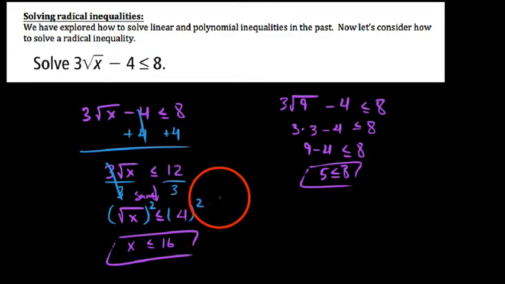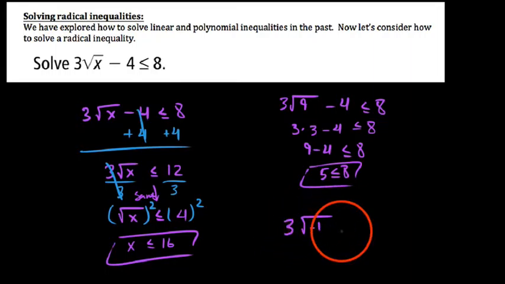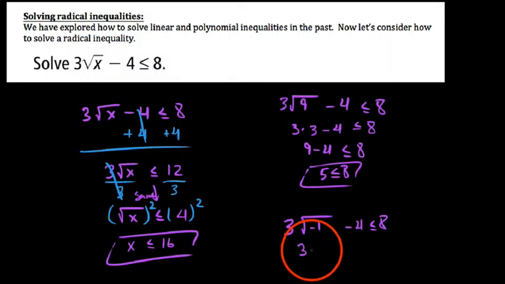So by the same right, would negative 1 work? I suppose if I show you this here, we get 3 times the square root of negative 1 minus 4 less than or equal to 8. Is this also true? I would argue that it is not. And the reason why is, of course, because we have an imaginary value here.